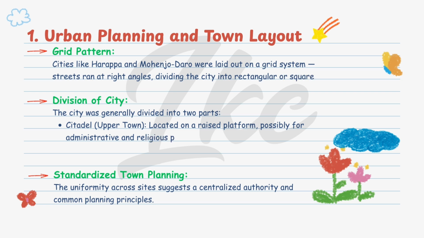Division of city. The city was generally divided into two parts. Citadel, upper town, located on a raised platform, possibly for administrative and religious purposes. Lower town, contained residential and commercial buildings. Standardized town planning. The uniformity across sites suggests a centralized authority and common planning principles.